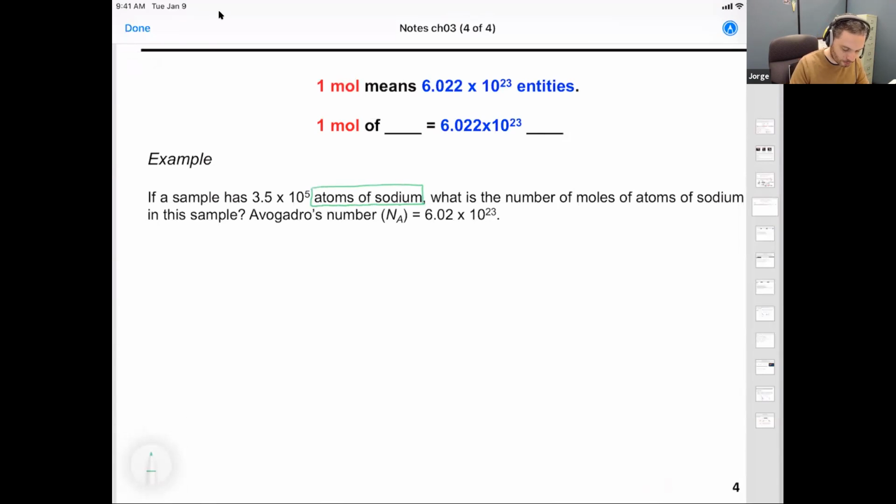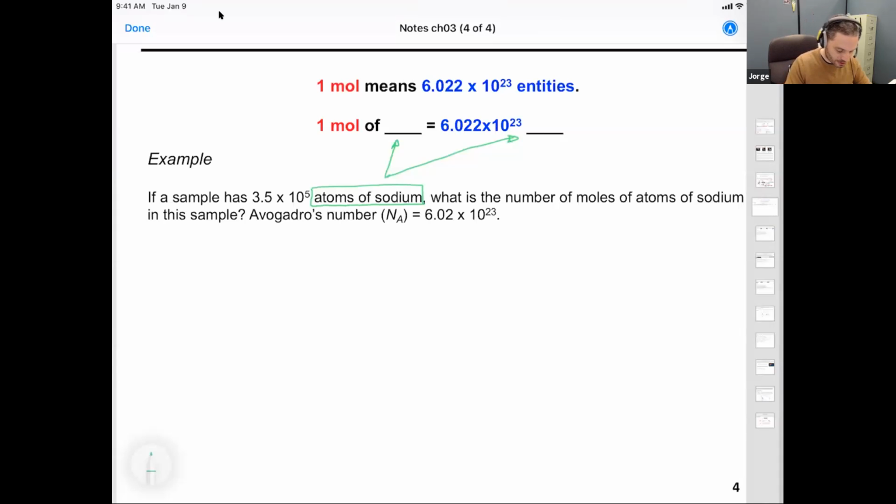And that's what's going to fill the gaps here. If a sample has 3.5 times 10 to the 5 atoms of sodium, what is the number of moles of atoms of sodium in this sample? Avogadro's number is equal to 6.02 times 10 to the 23.